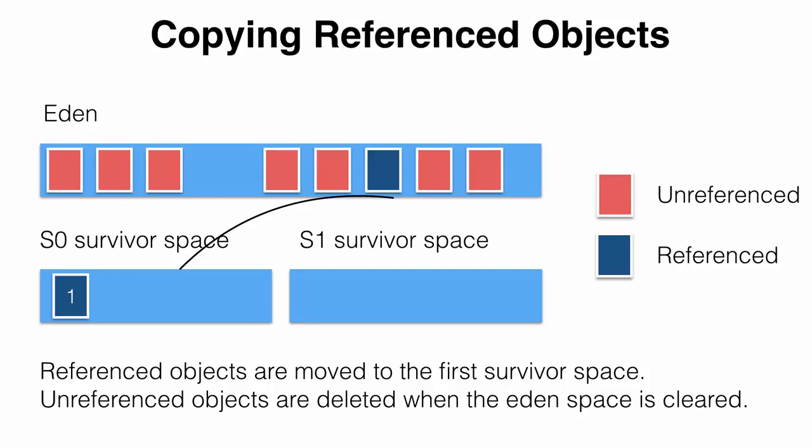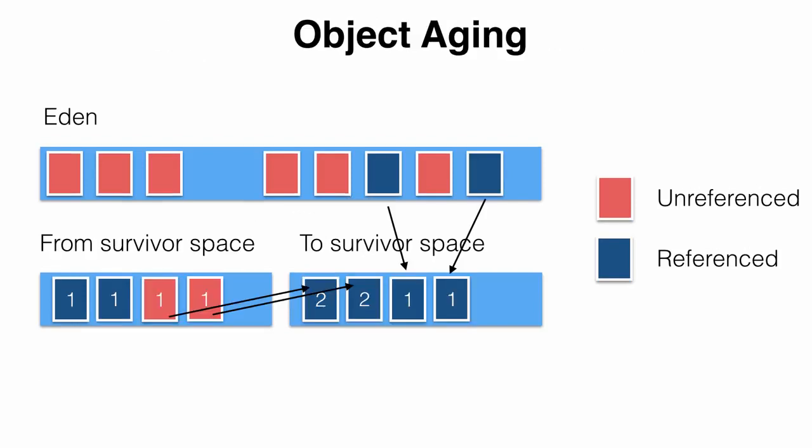So once it gets cleared, we'll get rid of these unreferenced objects. We have one already in the survivor space and one also in the Eden space, so we're going to have to move that to the survivor space, which is S0 in this case.